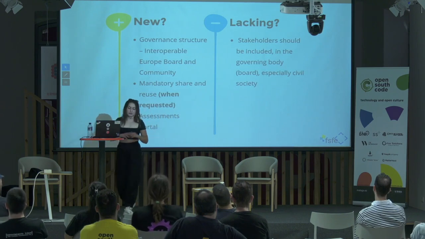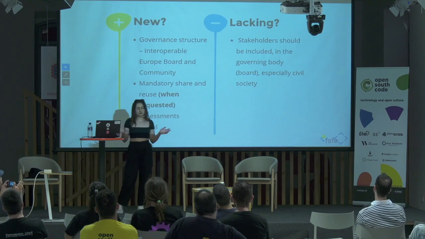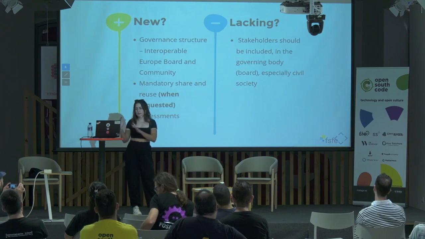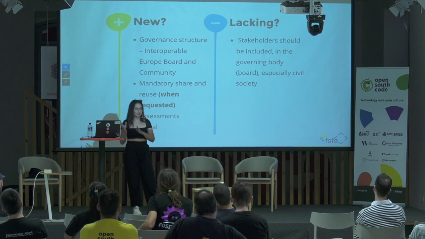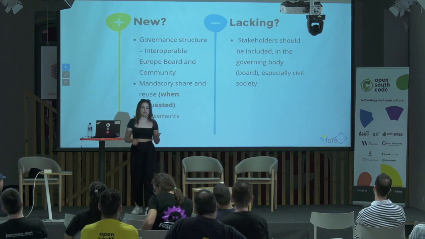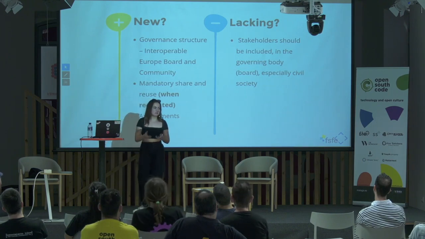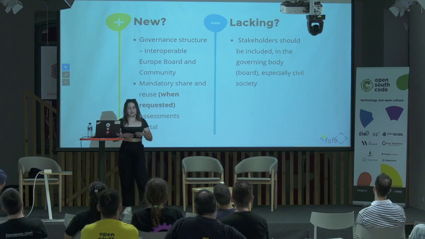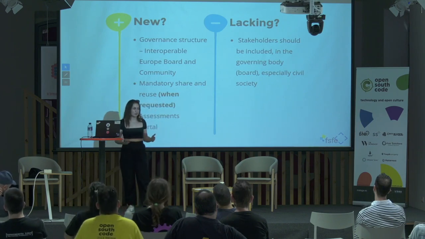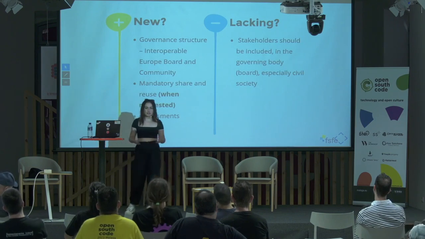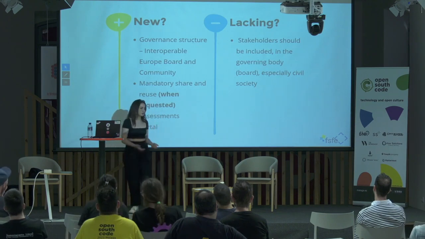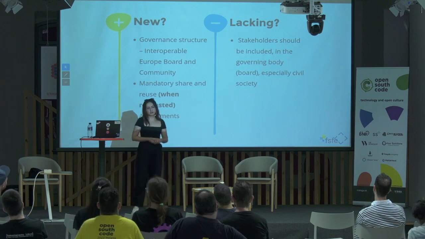Basically, they want to create some kind of governance structure. They're going to create two bodies: the Interoperable Europe Board and the European Interoperable Community. These two bodies are kind of like a bottom-up and top-down workflow. The board will be the one setting up the agenda and the priorities and actually making the decisions, because they're going to be able to set up this agenda for a whole year. And they're going to check on the community and rely on their expertise. Basically, they're just going to get input from the community.